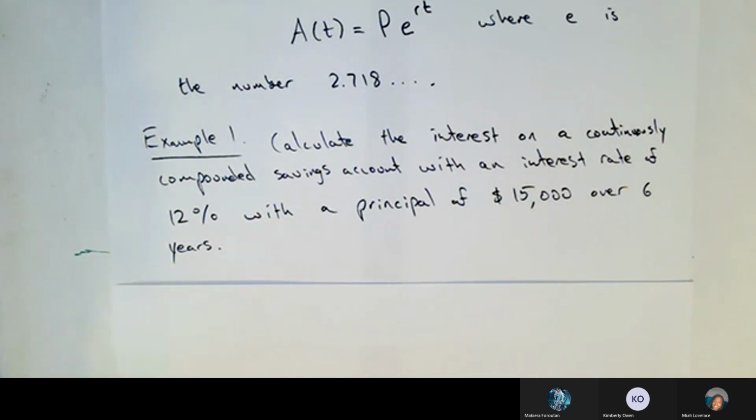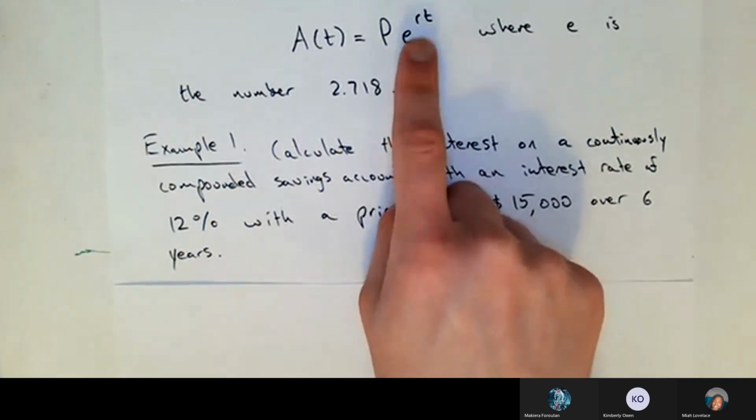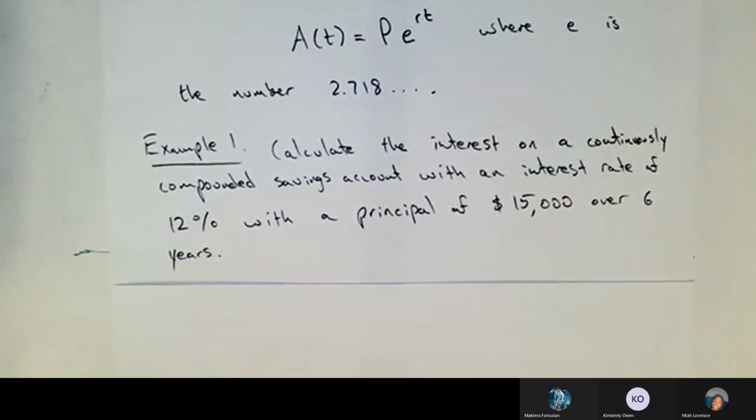Either A of t is P times 1 plus r over n raised to the nt, and I have to say what n is. If it compounds semi-annually, then n would be 2, for instance. In this case, it's continuously compounded, which means I go to the other special formula for continuously compounded things, which is going to involve that letter e.